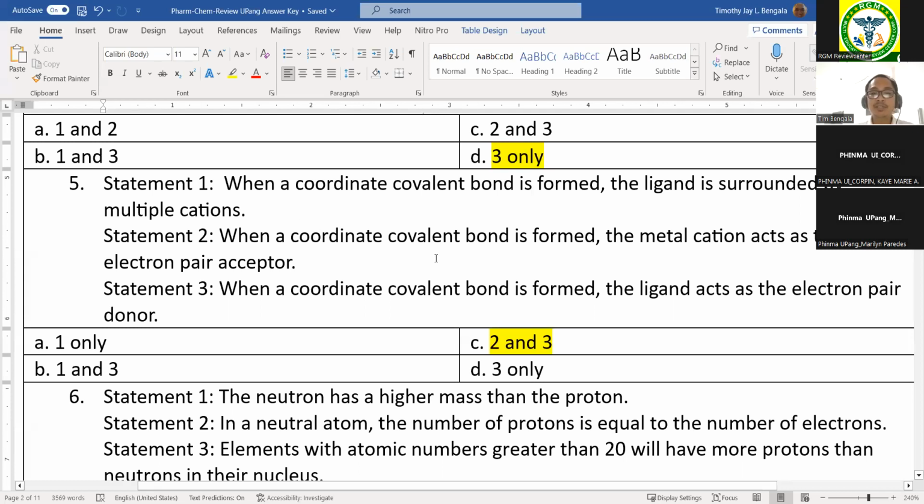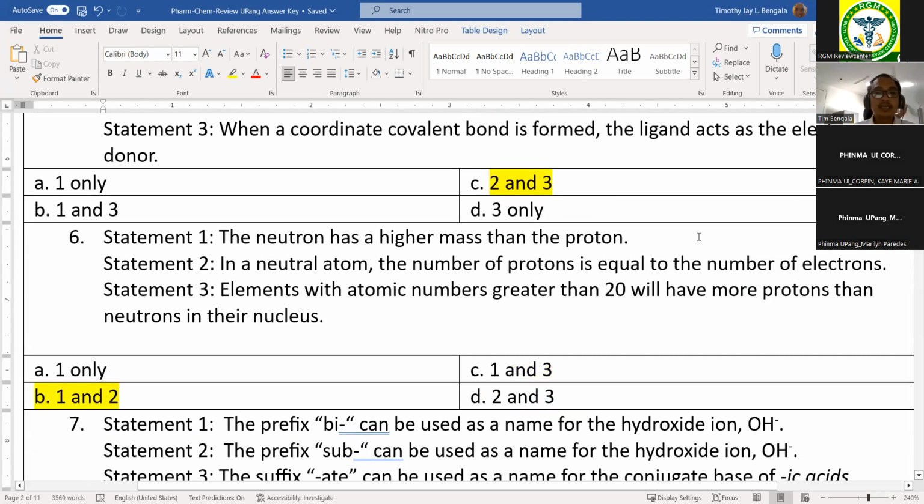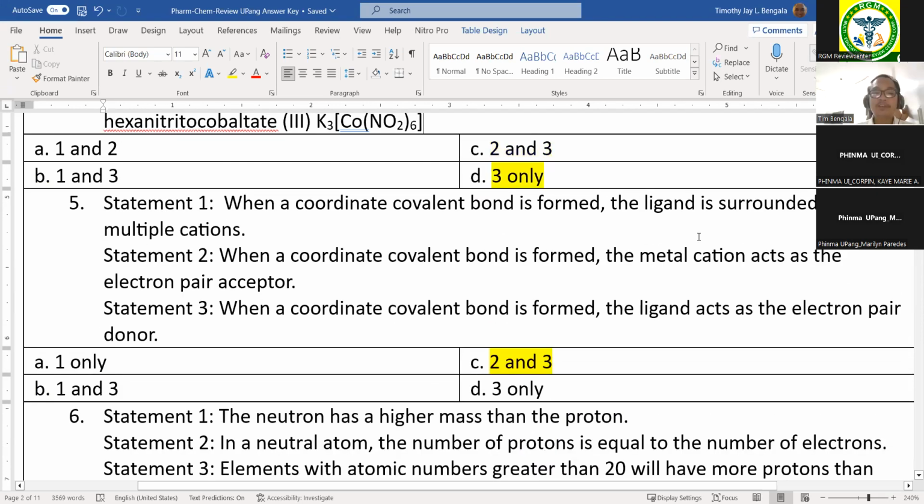Next, statement number 2. When a coordinate covalent bond is formed, the metal acts as the electron pair acceptor, and that is correct. So siya yung positive charge, so wala siyang electron to share. So siya yung electron pair acceptor. When a coordinate covalent bond is formed, the ligand acts as an electron pair donor. That statement is also correct, because yung ligand mo yung merong electron pair to share with your cation. So for question number 5, only statements 2 and 3 are correct. So letter C yung tamang sagot.